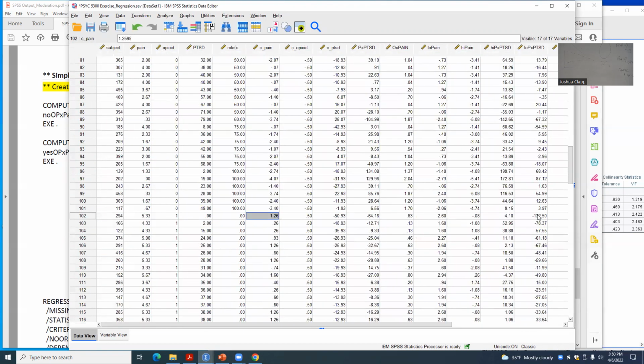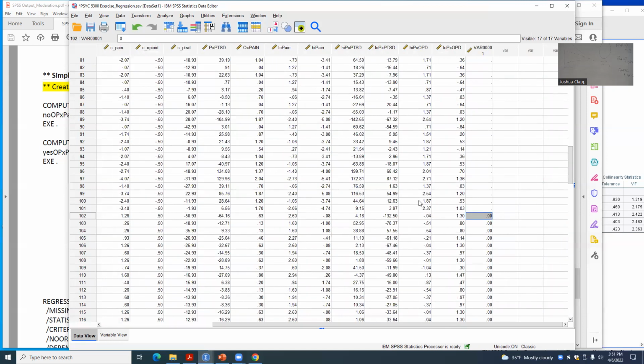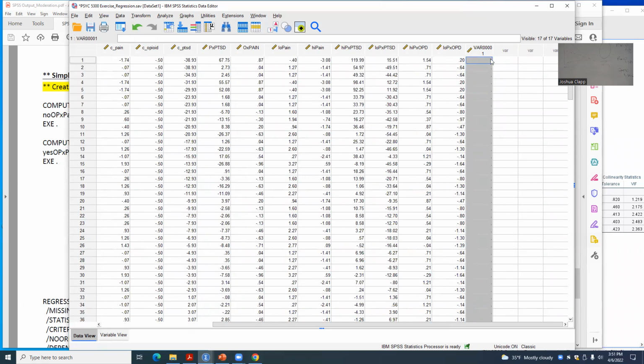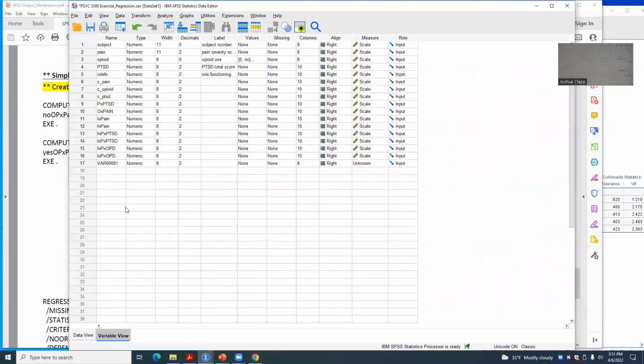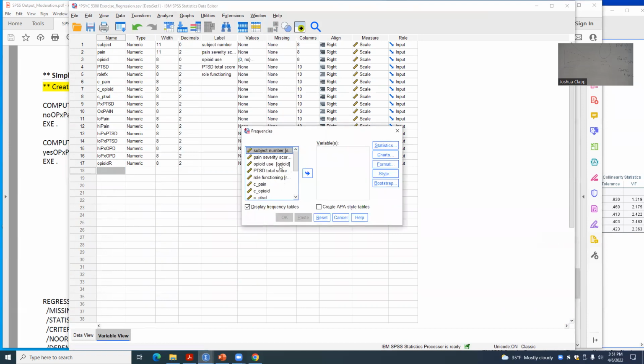Or I just sorted by opiate use. So now everybody who has a 1 for opiate use in my new variable has a 0. And everybody who doesn't have opiate use, who is not using opiates, now has a value of 1. So I'm going to call this new variable opioid R.